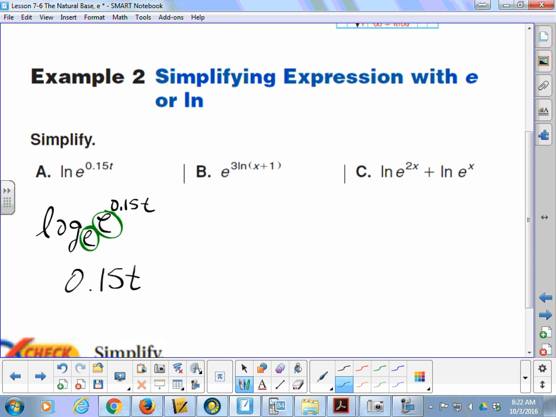Okay. So letter B, remember, first thing, before we can simplify this, we need to take that 3 and move it to the exponent.